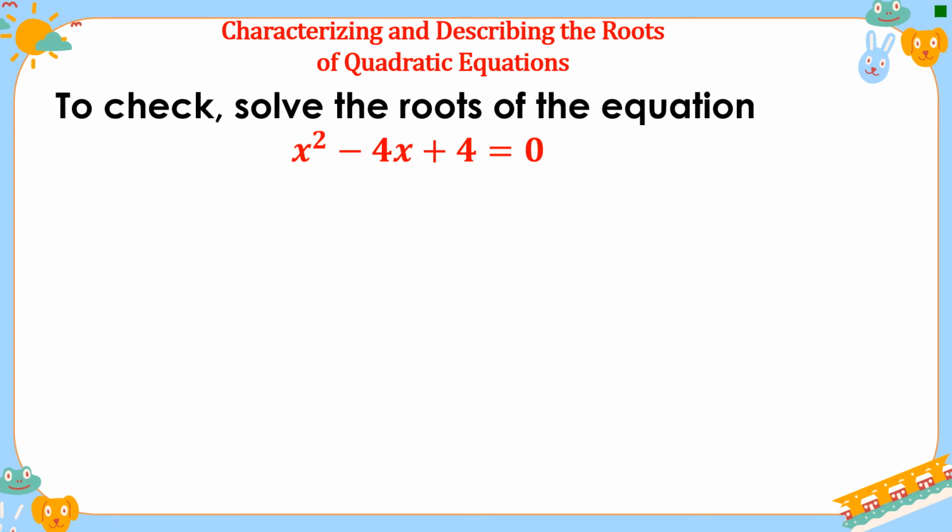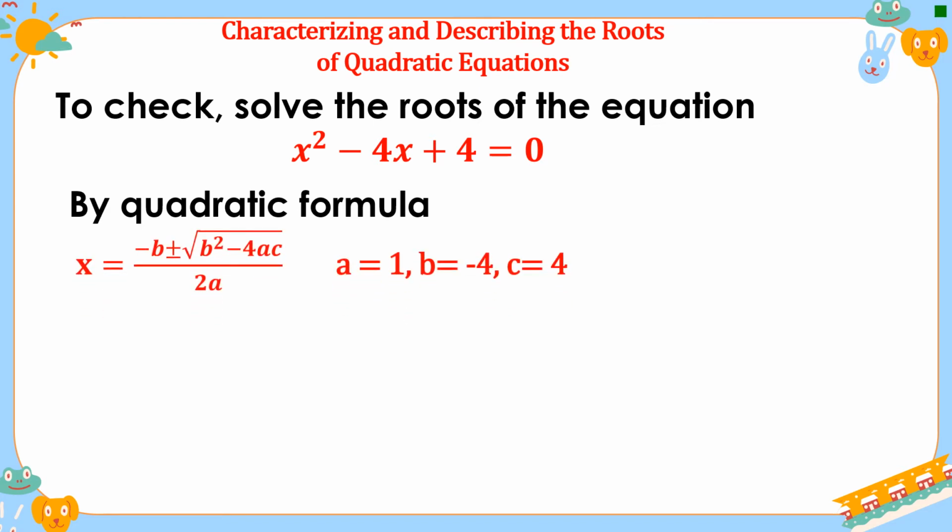To check if the roots of the quadratic equation x squared minus 4x plus 4 equals 0 are equal, solve the roots of the equation. By quadratic formula, x equals negative b plus minus square root of b squared minus 4ac over 2a, we can get the root of the quadratic equation.